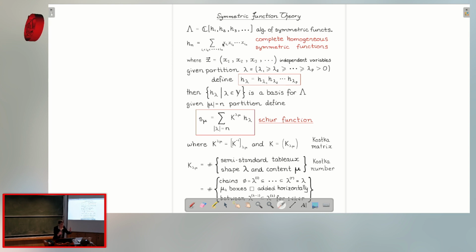And we'll form all possible monomials from these h's. Given a partition with parts lambda 1 through lambda p, we can form the corresponding monomial h lambda. And as I vary over all partitions, these will give me a basis for this ring. With this basis, I can tell you what the Schur function is. The Schur function will be a particular combination of the homogeneous symmetric functions.